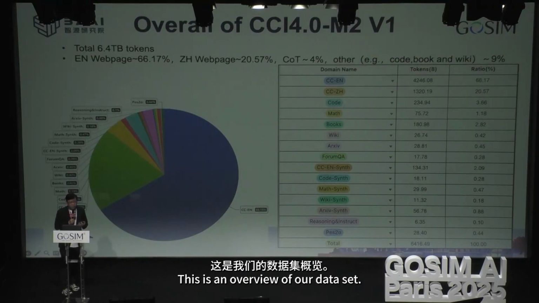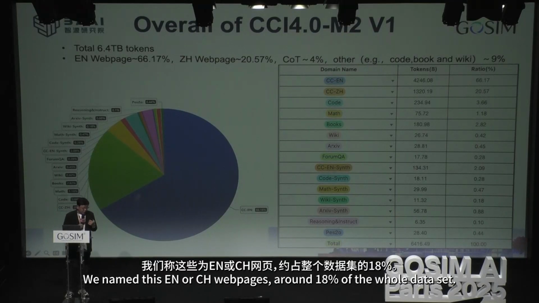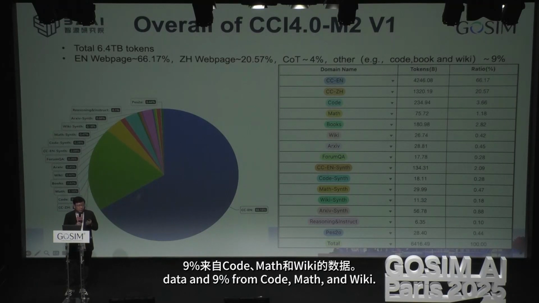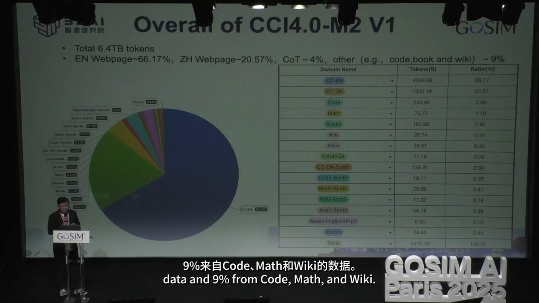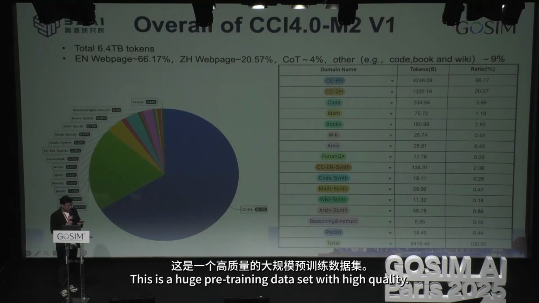This is the overview of our dataset. Majorly it is from the web page. We named these EN or ZH web pages, around 18% of the whole dataset. And we have 4% of COT synthetic data and 9% from code, math, and wiki. And these are a lot of upsampling. This is a huge pre-training dataset with high quality.